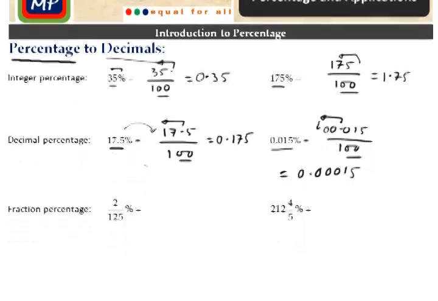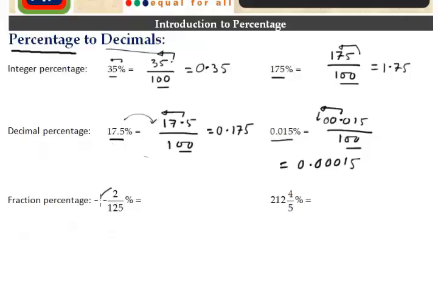Let us see how we can convert a percentage when the value part is a fraction, how we can convert that into a decimal. For converting that, first we will convert this fraction part into a decimal. So 2 divided by 125, this part we need to convert into a decimal. To do that, we need to divide this 2 by 125.